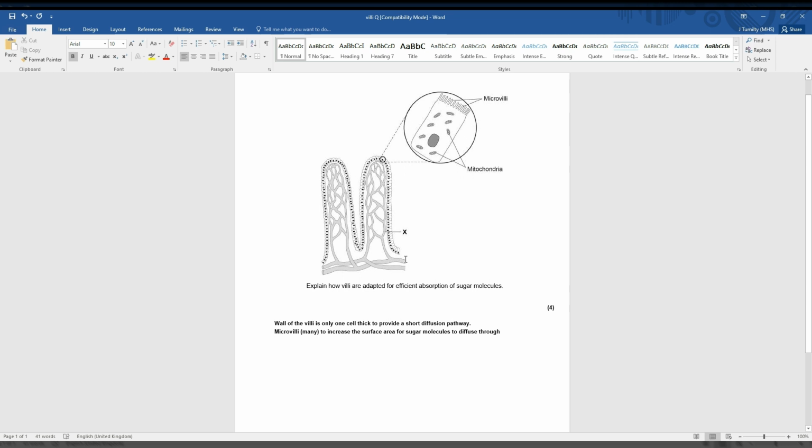So moving sugar molecules from inside the small intestine into the bloodstream, what process requires the provision of energy to do that? So I'm thinking that is active transport. Okay, so I can say that there are many mitochondria in the cell to provide energy. Really important here, okay?